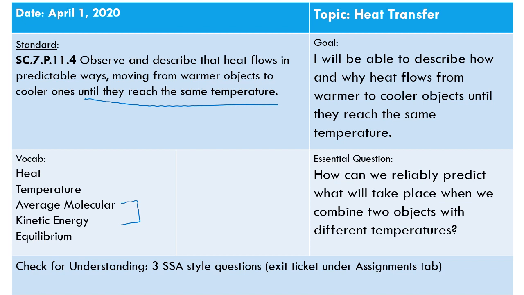And we're working to answer this essential question: how can we reliably predict what will take place when we combine two objects with different temperatures? And what do we mean by reliably? You should see the word reliable in there, right? Maybe another word we can use is accurately. Accurately predict what will take place when we combine two objects with different temperatures. And then we're going to end with some independent practice problems and an exit ticket.